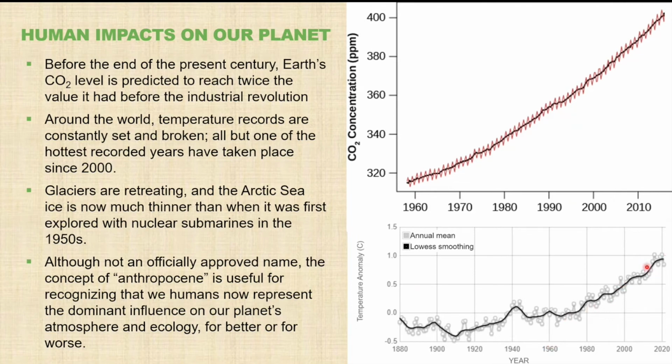This is the average temperature of the Earth. And when you look at the graph, it's like 0 to 1 degree centigrade. So the average temperature has increased 1 degree. Why is that a big deal?